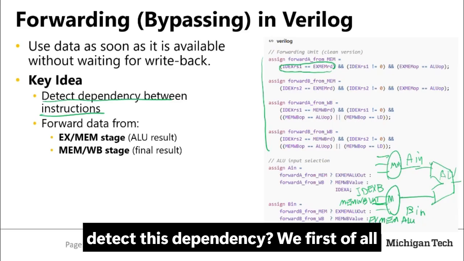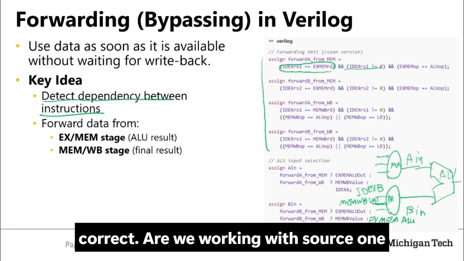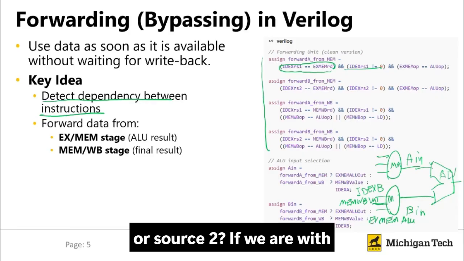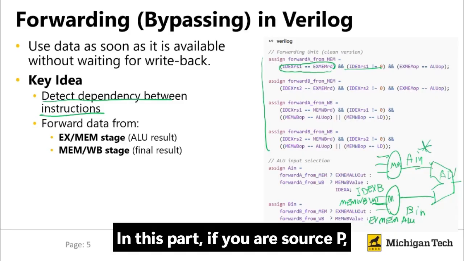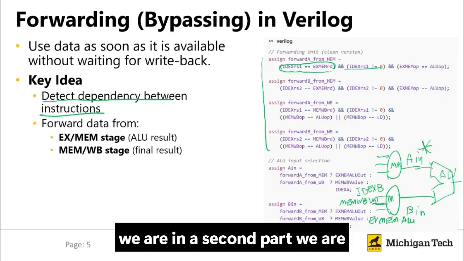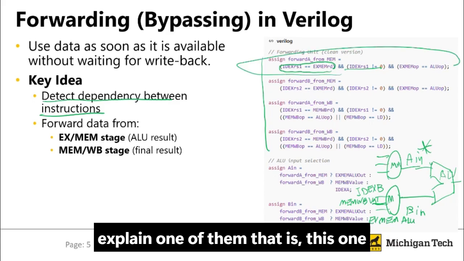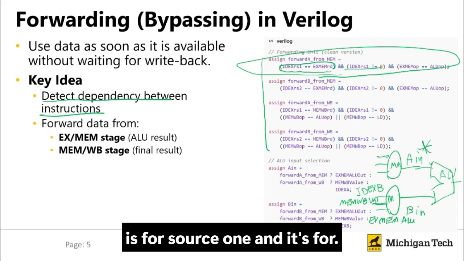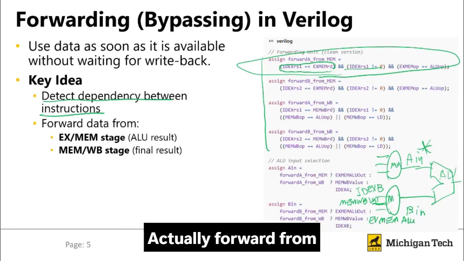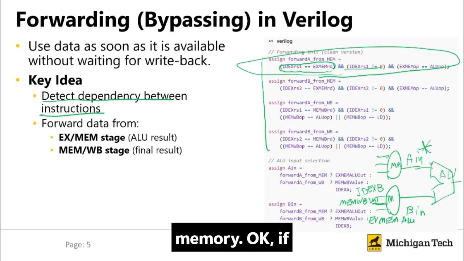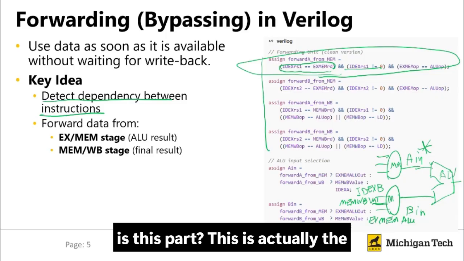So how can we detect this dependency? First of all, from here we see which one is correct. Are we working with source 1 or source 2? If we are with source 1, we are in this part. If we are source B, we are in the second part, the B input. I'm just going to explain one of them, this one. It is for source 1, and it's actually forwarding from memory. What is this part? This is actually the important part.